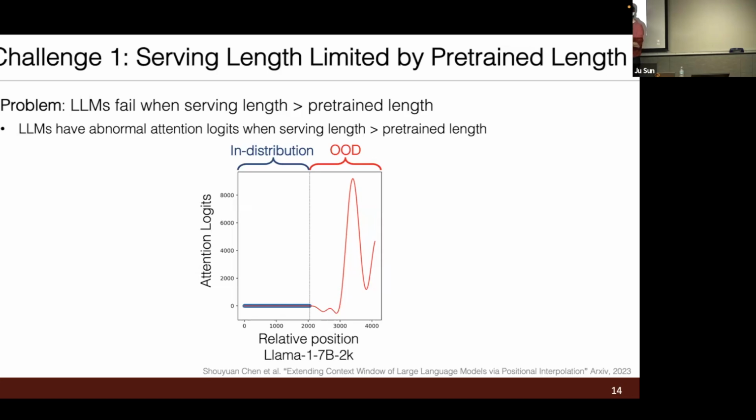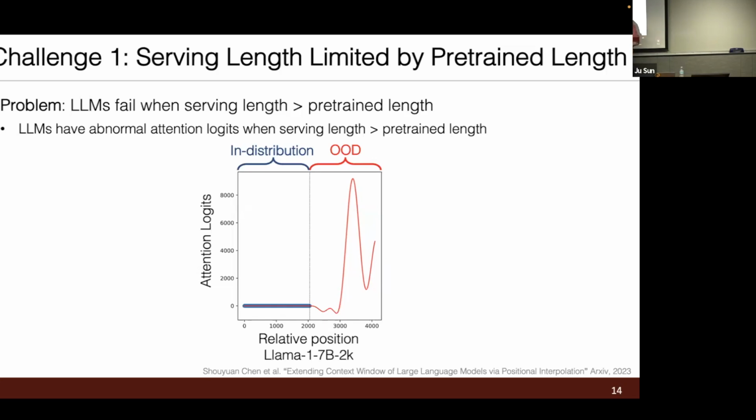But if you do inference on, for example, a sentence with 4,000 words, the positions from 2000 to 4,000 are all out of distribution for a pre-trained model, because it never saw these positions during pre-training. So this can drive the attention logits to go crazy, or even to unreasonable numbers.